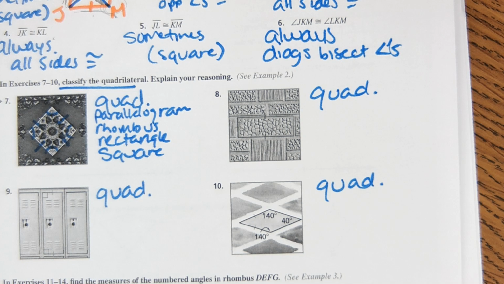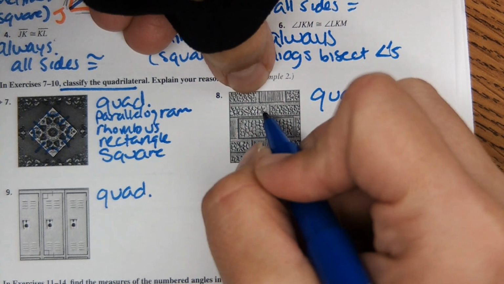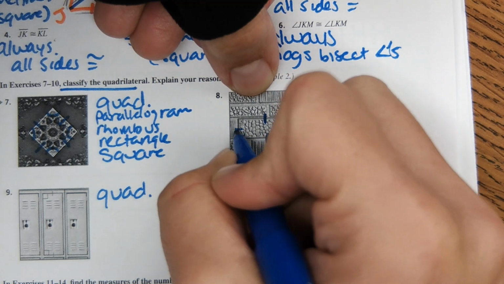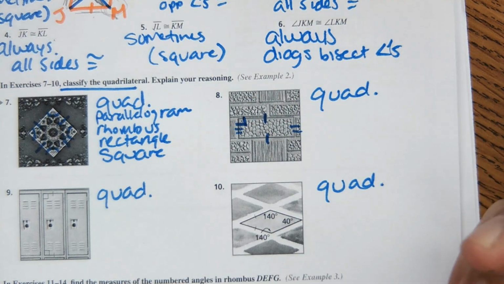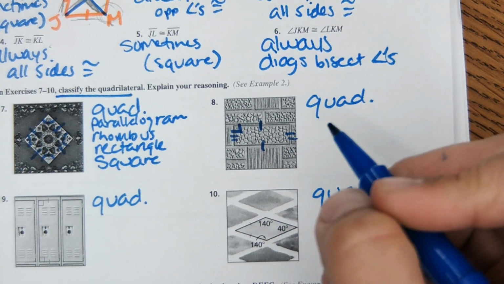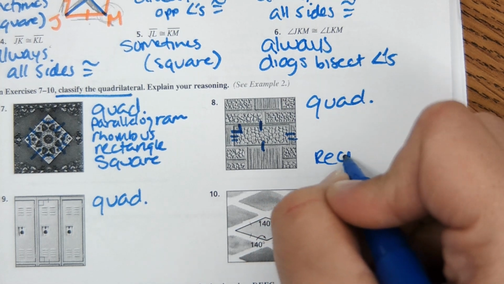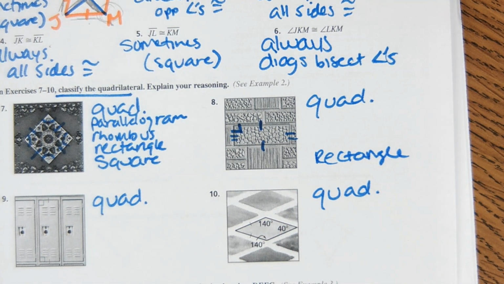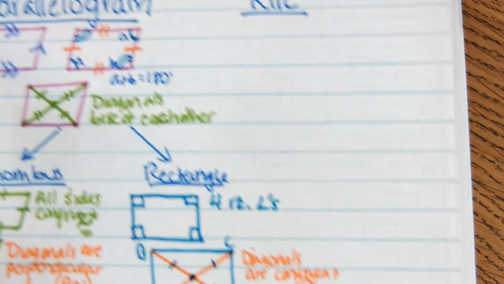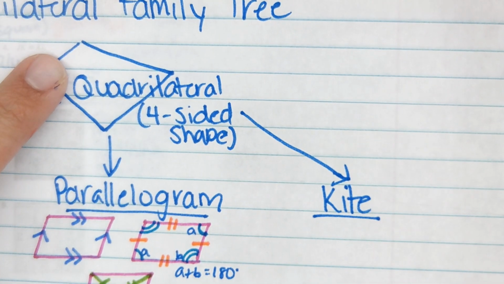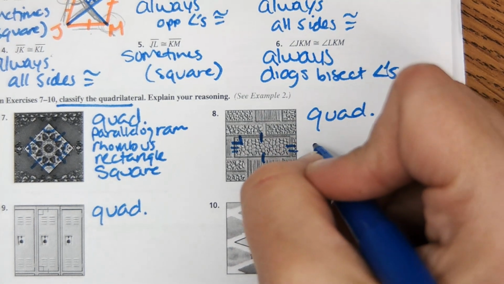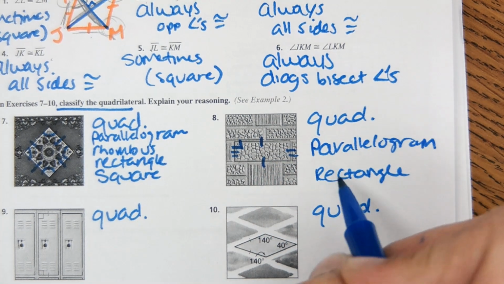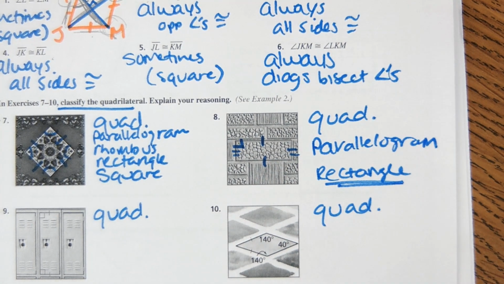Number 8. It's hard to see because it's black and white, but it shows these two sides are equal and this is equal to this. And it also shows a 90-degree angle here. So I would say this is a rectangle. But in addition to that, just looking at the family tree, a rectangle is also a parallelogram and a quadrilateral. So rectangle is also a parallelogram. And then this would be the most specific.